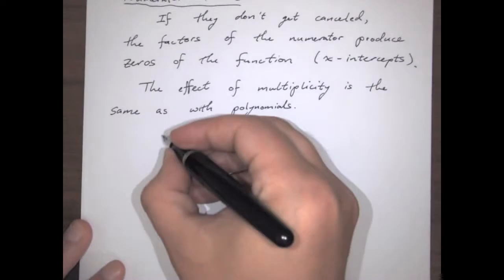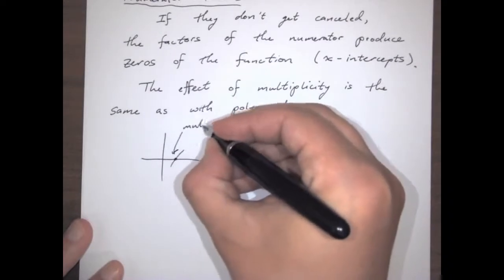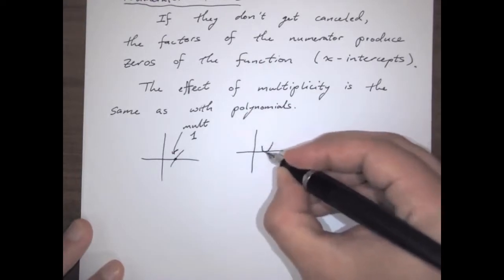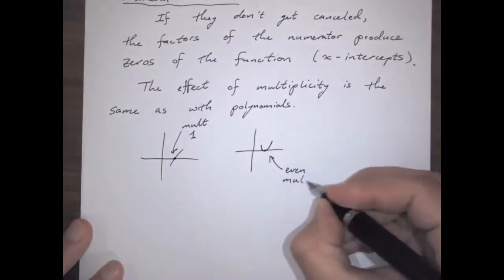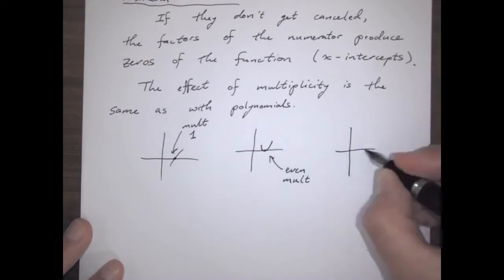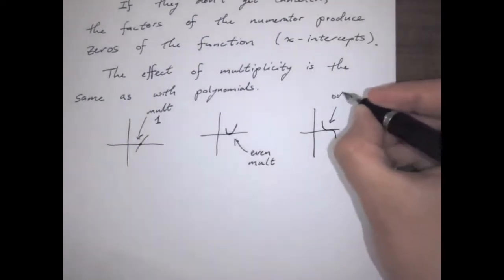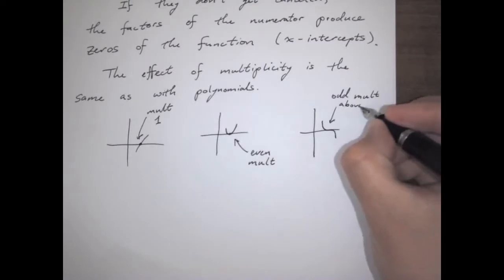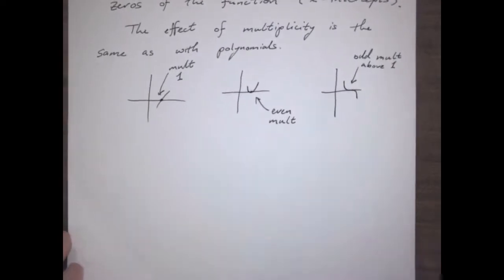So in other words, they go right on through if it's multiplicity 1. They bounce off like a parabola if it's even multiplicity. And they wiggle through like a cubic if it's odd but bigger than 1. And all of these can also be oriented upside down.